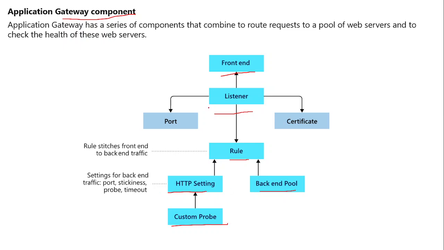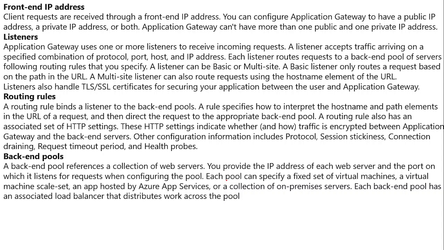On a high level, any request you send will hit the front end, and based on the listeners in the application gateway, it will verify which port you are connecting to or through which certificate you are authenticating. The listener will communicate with the rule, and it will forward the traffic from the front end to the backend pool. What is the custom probe? It checks whether your backend pool is active or not using the HTTP setting. This is a simple diagram where you can understand the whole concept. Now we will go through each thing one by one.